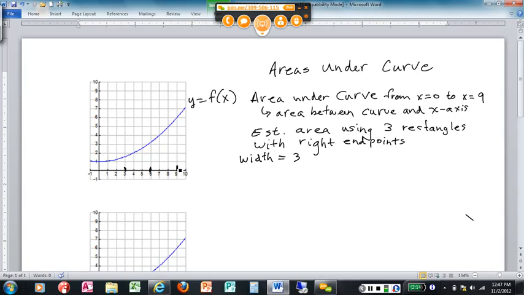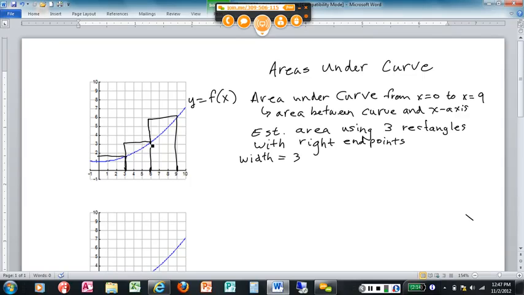Now, the height of my rectangles, that's where the function and the right-hand endpoints come in, because what that means is I'm going to come over to the right, and go up until I hit the curve. And that's going to be the height of my rectangle. So I'm going to square that off. Then at 6, I'm going to do the same thing, since it's the right-hand endpoint of that one. And do the same thing for 9, all right? Everybody okay with me on that?